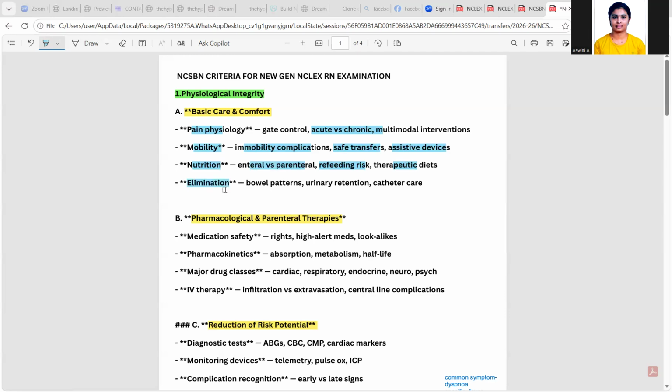Next one, question is related to elimination, that means related to the bowel pattern, constipation. Okay, and urinary retention, catheter care. Such type of questions are coming under the basic care and comfort. So understood about these topics, the criteria, and what are the topics which are coming under each criteria. Okay, Ashini? Yes, ma'am. Okay.